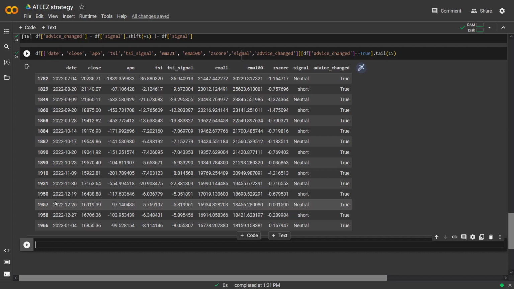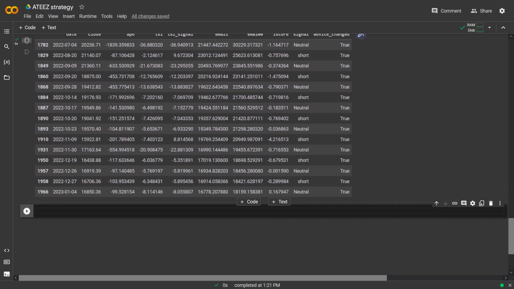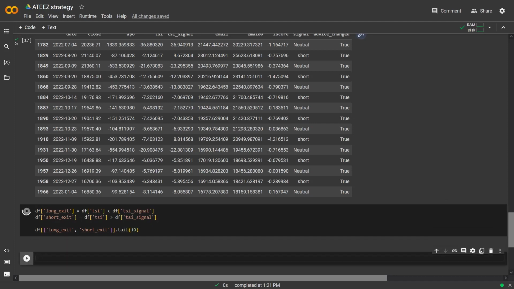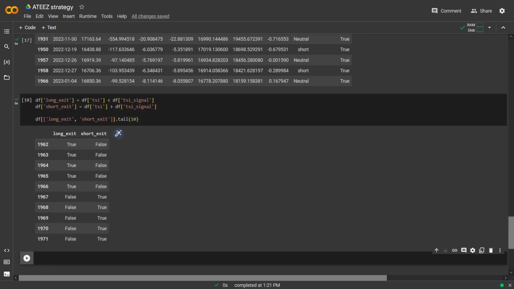Now finally I can also create 2 data frame columns that provide information that helps me to get out of trades. And as said, the exit signal is when the TSI gets below the TSI signal line for long trades, or when the TSI gets above the signal line for short trades. So now let's create the exit signal columns here. And to finish this off, I can also create a plot to see how the chart would look.